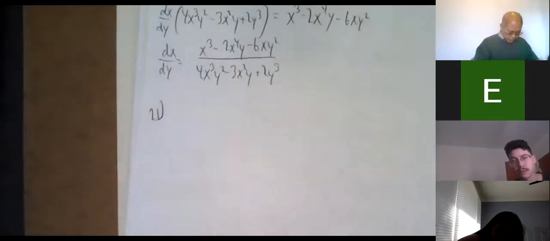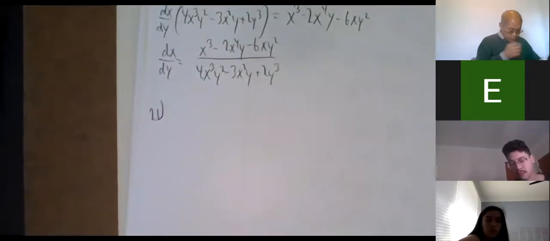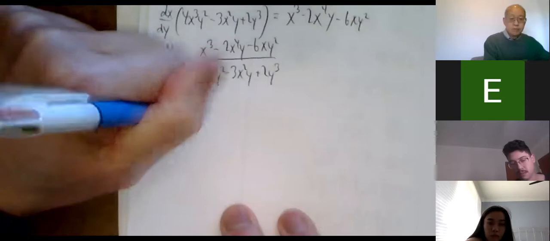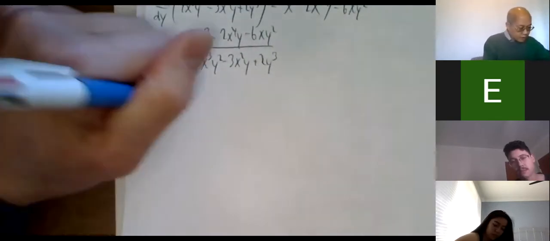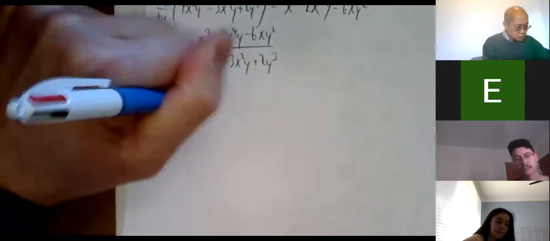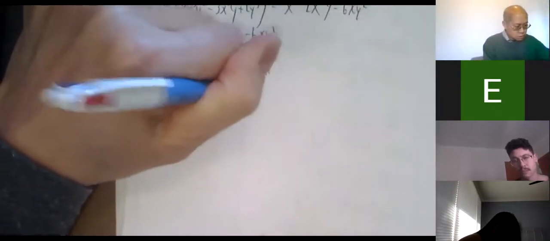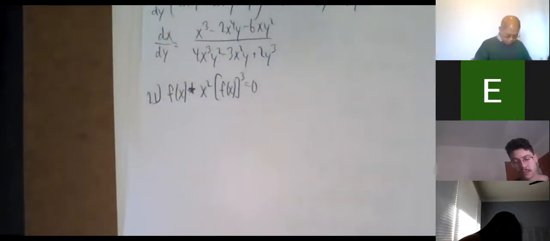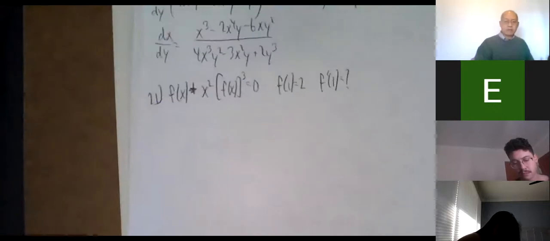Okay, 3.521. I don't recall if I did that before or not, but I don't remember, so I'll go ahead with it. f(x) plus x squared f(x) cubed equals 0. f(1) equals 2. Find f prime of 1.